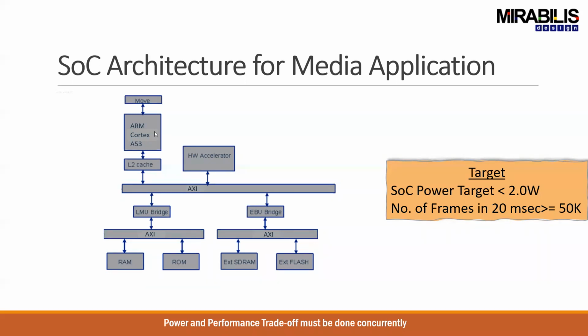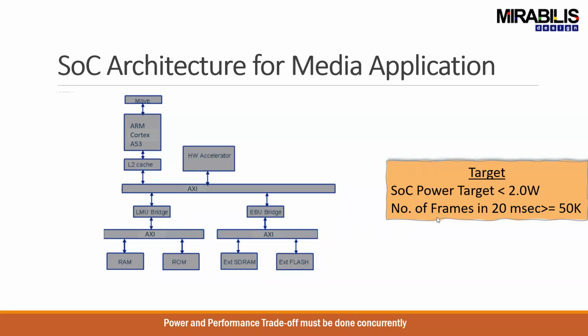From the block diagram, we can see an ARM Cortex A53 subsystem here. We also have a hardware accelerator for running resource intensive applications. And then we have the bus hierarchies, and the memory is also located here.